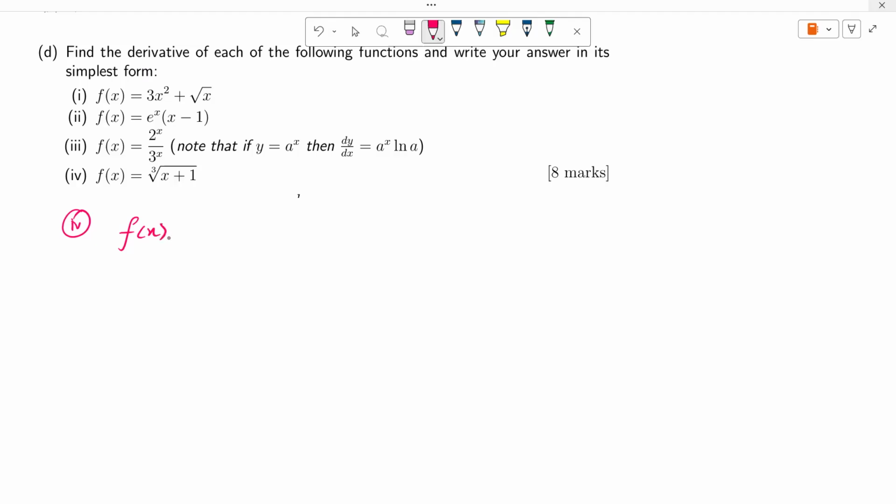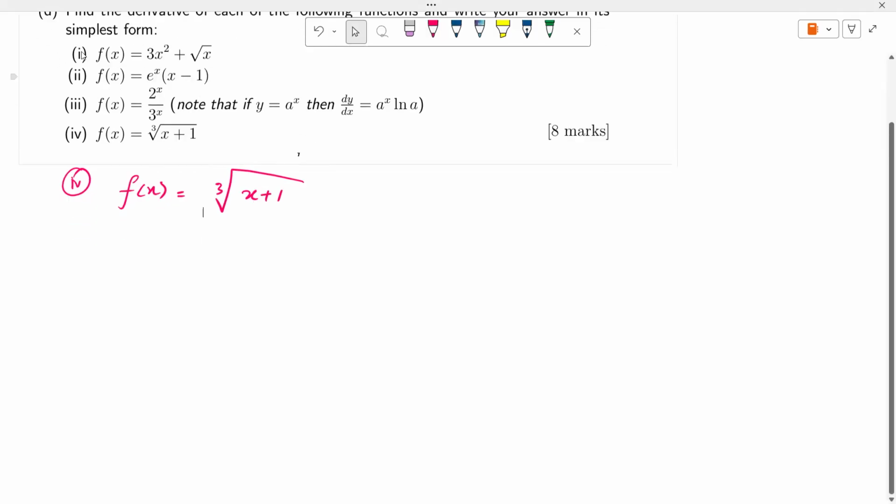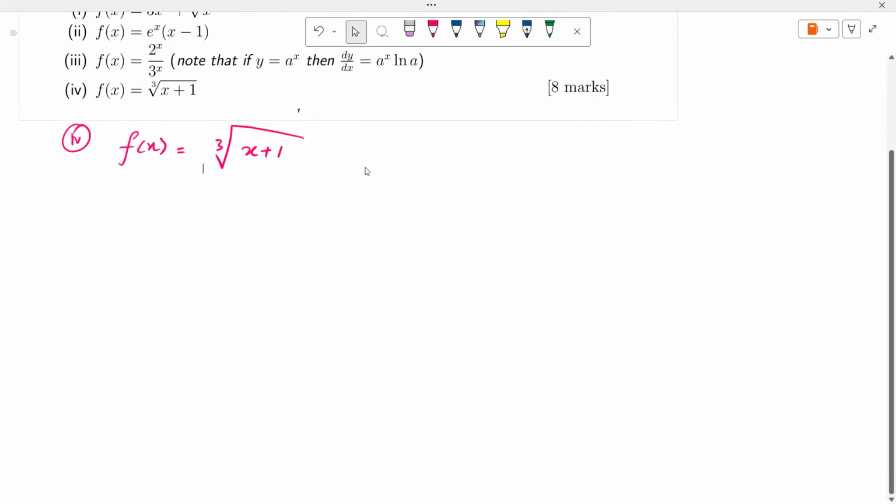Now f of x equals x plus one to the raised power of 1 upon 3, or cubic root, right? So it's a function within a function. I have x plus one, which can be considered as one function, and then I have an outer function. So I can apply the chain rule here.